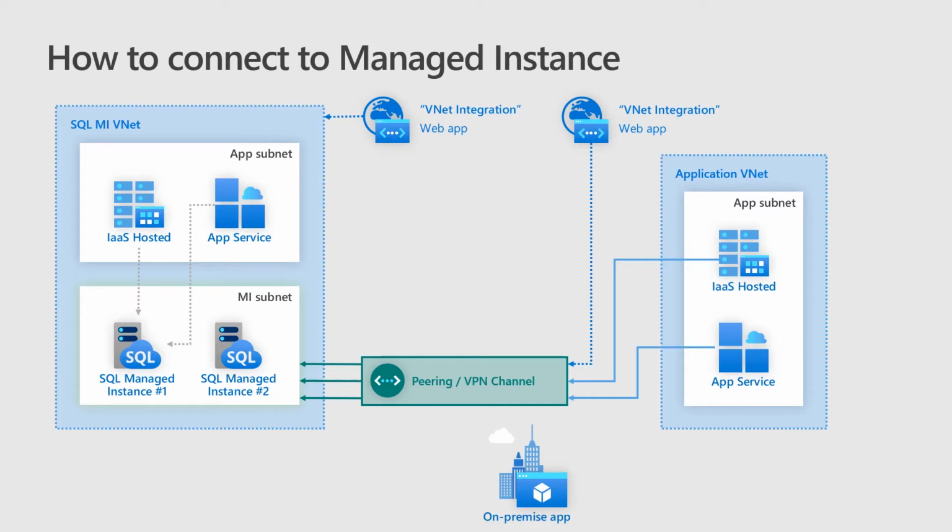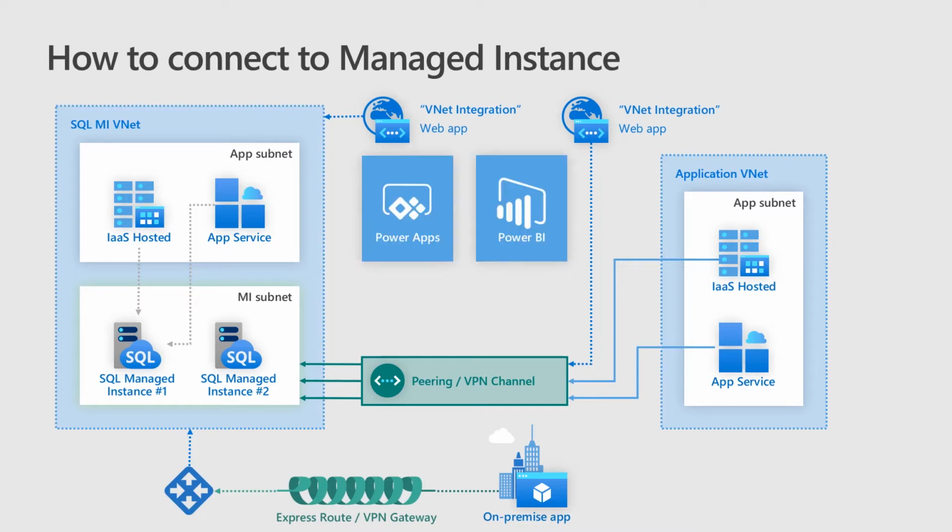For your on-premises assets, you can still use ExpressRoute or VPN gateway connection and connect to the MI. Now, for the Power Platform family like Power Apps, Power BI, Power Automate, you can either choose the public endpoint and still control the access rights with the NSG firewall rules, or you can use a data gateway and basically even avoid opening a public endpoint if that's a concern.